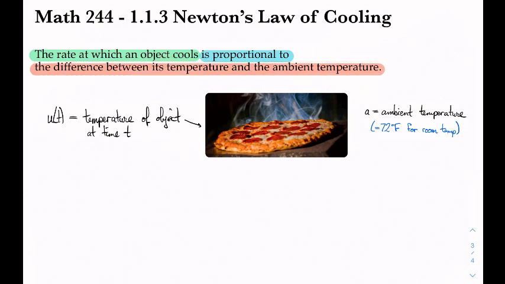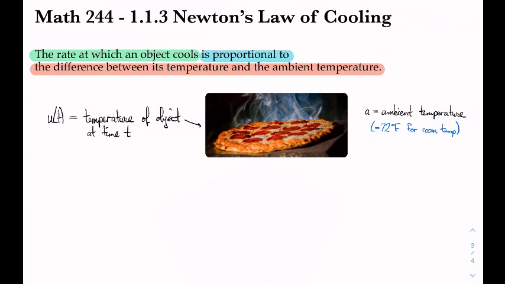Okay, so let's denote the temperature of the cooling object by U of t, and then we will denote the ambient temperature by A. So for room temperature, this might be 72 degrees, something like that in Fahrenheit. Pause the video for a moment and figure out what the differential equation should be that encodes this sentence, based on what we did in the last video.